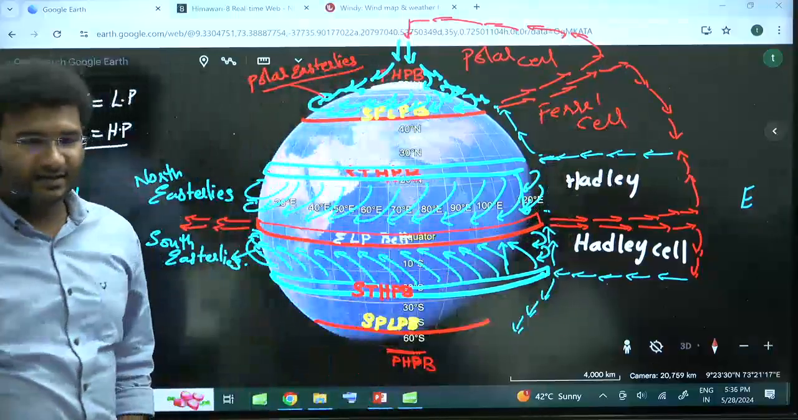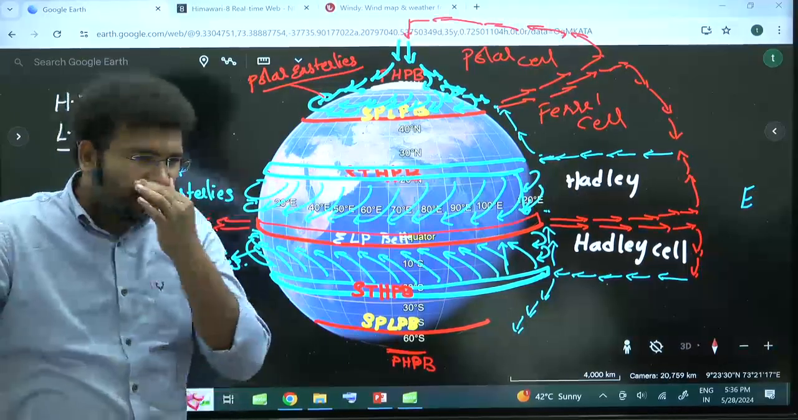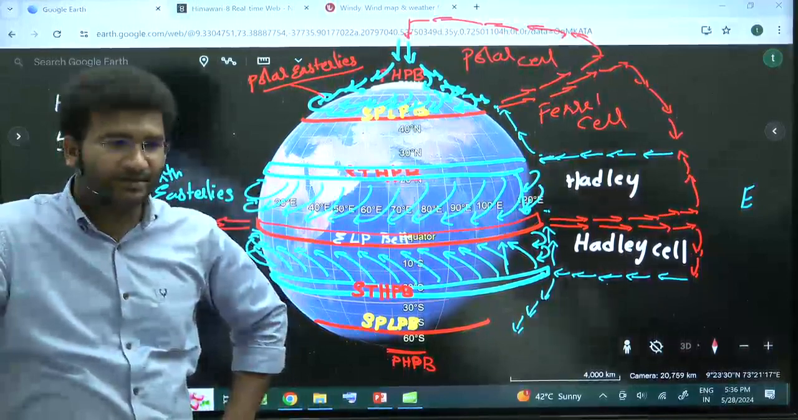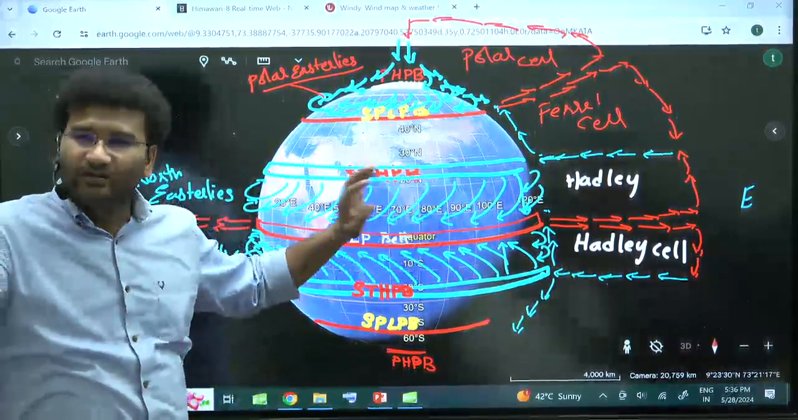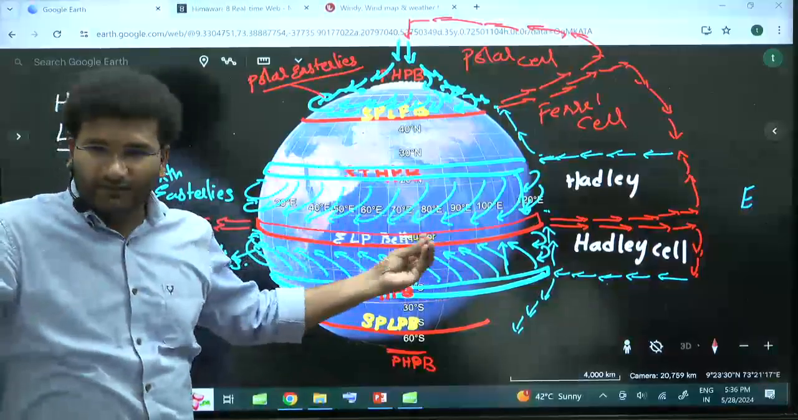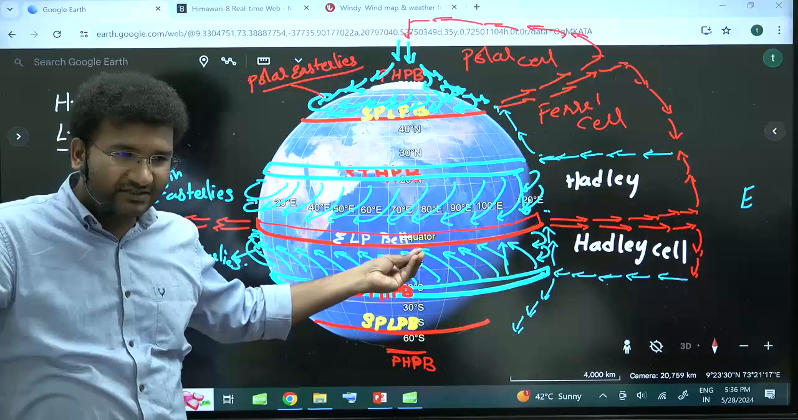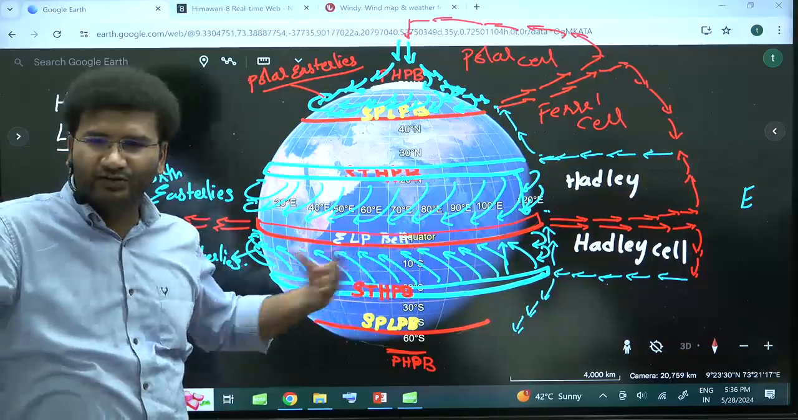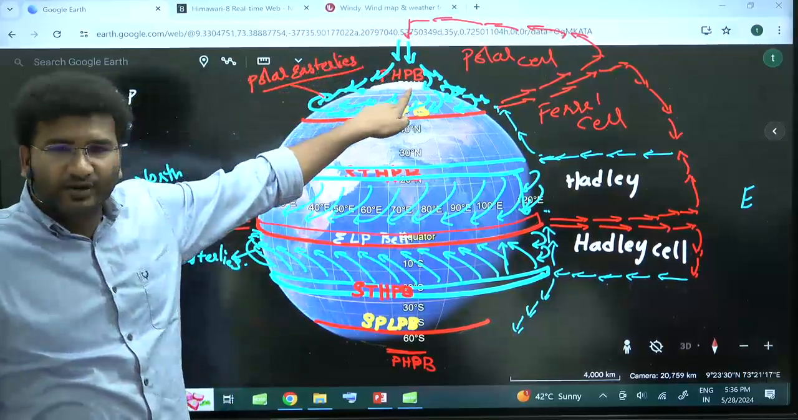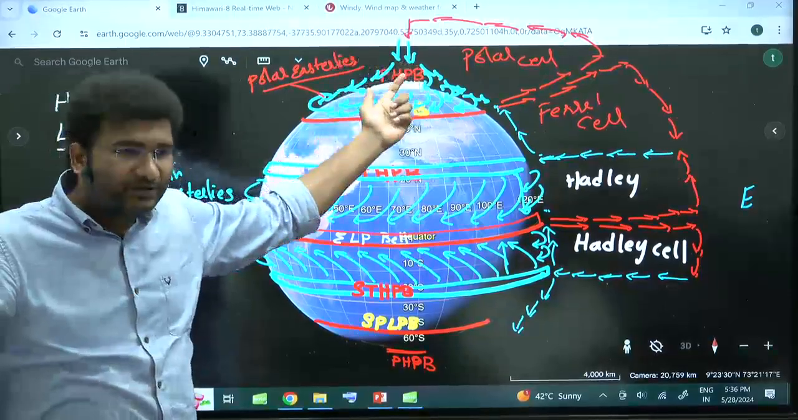And in yesterday's class I have already told you that there are thermally induced pressure belts. Thermally induced pressure belts means those pressure belts which are primarily formed because of temperature. So at the equator, all throughout the year, the temperature is very high. So because of that, the air that is there is always hot. So this low pressure is primarily induced by that hot sun. Likewise, here also at the polar region, the temperature is very low. So it is also induced because of thermal reasons.